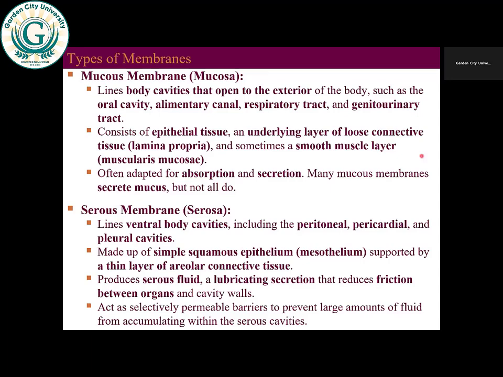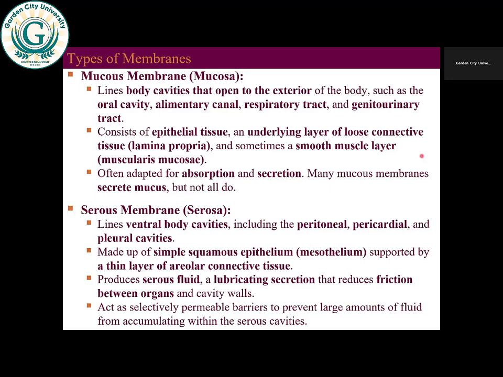Now, many mucous membranes secrete mucus. Most of them secrete mucus. So if you look at the alimentary canal, in the GI tract, you look at the intestines, you look at the rectum, you see that they produce mucus. If you look at the respiratory tract, you see that they produce mucus, because in those places, there are goblet cells that produce mucus. But of course, not everywhere do they produce it. So once they open to the outside environment, it's a mucous membrane.